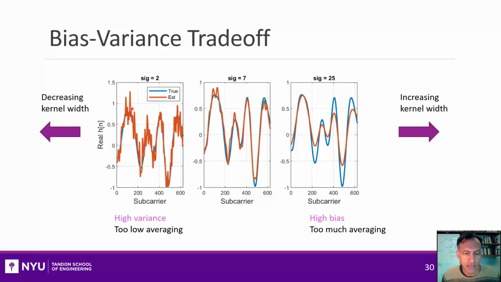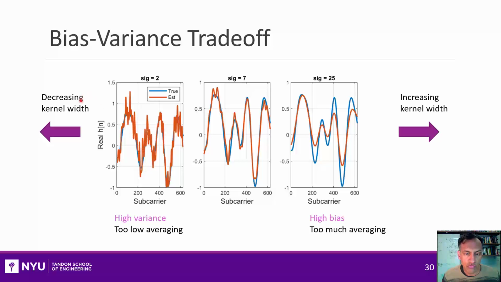What I've done is I've taken an example realization of a channel in blue, and I added noise to a bunch of reference symbols, and then I looked at the estimate for different kernel widths, sigma 2, 7, and 25. When you take a very low kernel size, you have a very high variance error because you're averaging over a very small number of samples. But you do have a very low bias error because the width of the kernel is very short relative to the variation of the channel. In this case, you get a very noisy estimate like this, but on average, it's correct, but it has a lot of noise here.